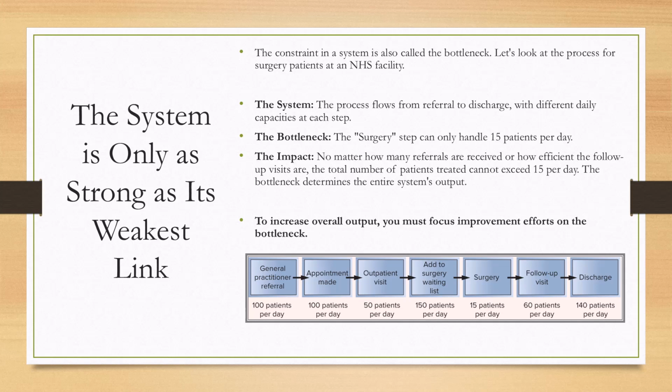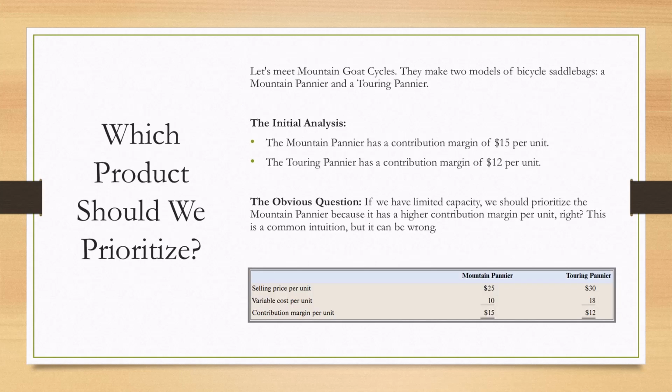No matter how many referrals are made or how efficient the outpatient visits are, the total number of patients who can be fully treated is capped at 15 per day. The bottleneck dictates the entire system's output. Therefore, if you want to increase the overall output of any system, you must focus your improvement efforts directly on the bottleneck. Now, let's apply this thinking to a business case.